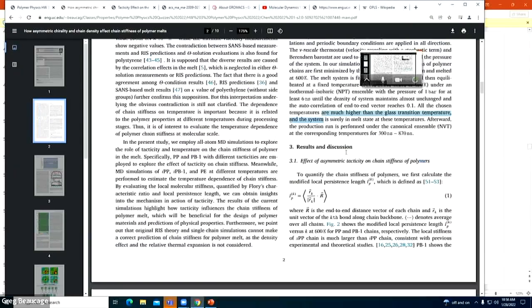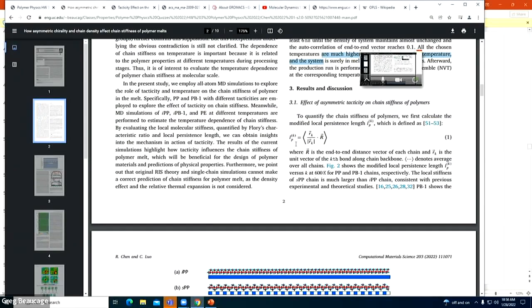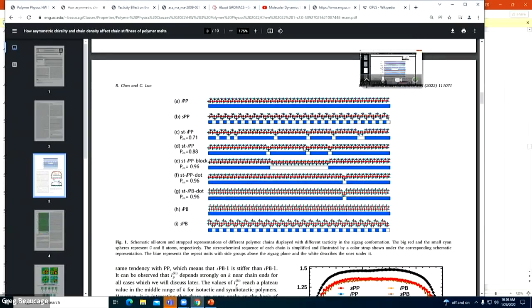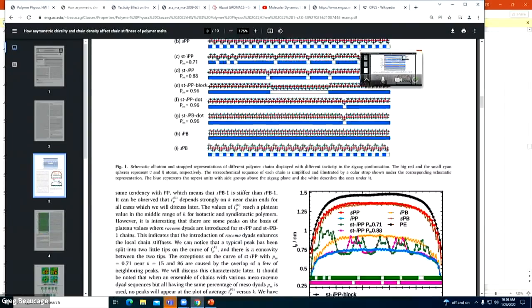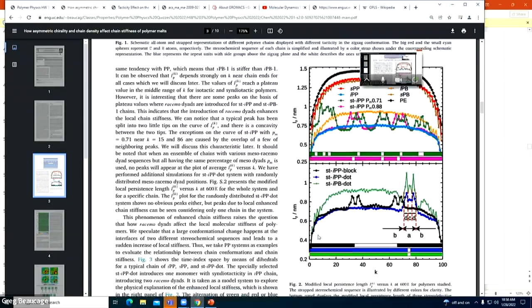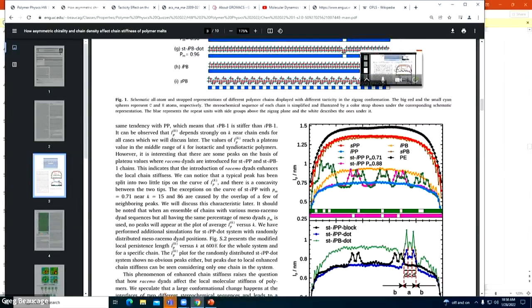So it's all kind of reasonable. He's going to get from that this persistence length as a function of position. So he's plotting persistence length versus chain index number. So he gets that kind of upside down U-shaped thing. There's probably a name for that, but.